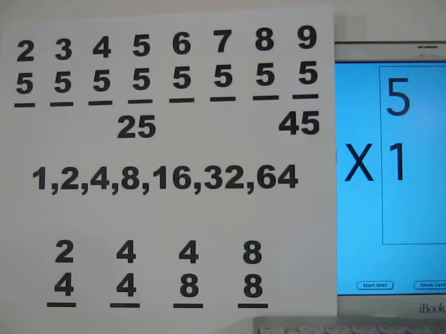5 times 1 is 5. 7 times 7, San Francisco, 49. 3 times 2 is 6. 0 times 1 is 0. 6 times 0 is 0. 6 times 3, 2 6s are 12, add a 6, 18. 7 times 5 is 35. 8 times 0 is 0. 9 times 9 is 81. 7 times 9, seventh finger down, 7 times 9 is 63.